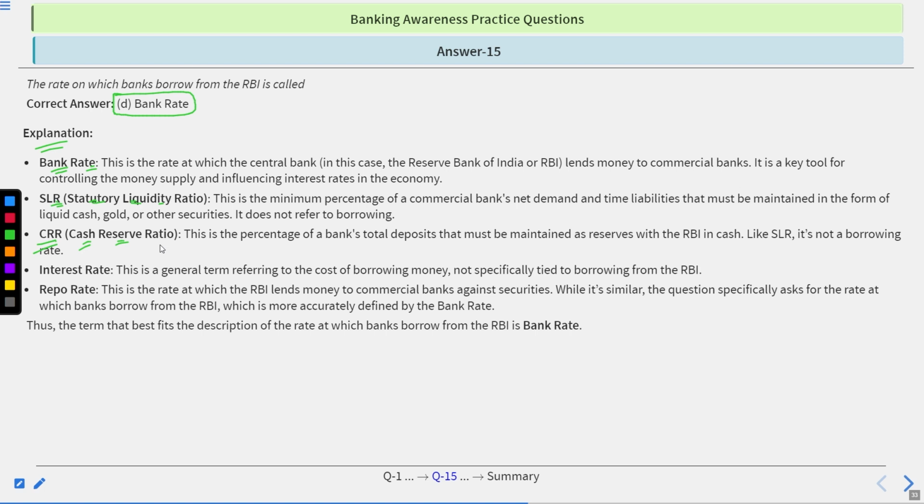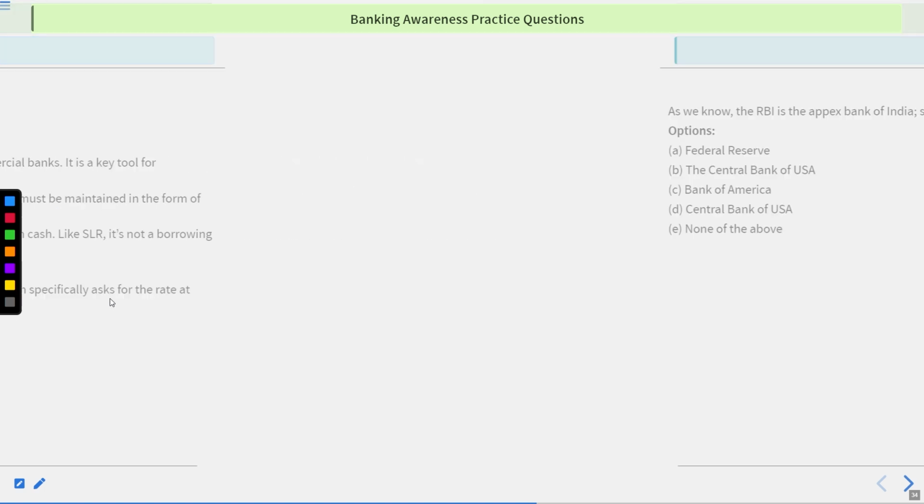Interest rate is a general term referring to the cost of borrowing money, not specifically tied to borrowing from the Reserve Bank of India. Repo rate: this is the rate at which RBI lends money to commercial banks against security. It is similar, but the question specifically asks for the rate at which banks borrow from the RBI, which is more accurately defined by the bank rate.